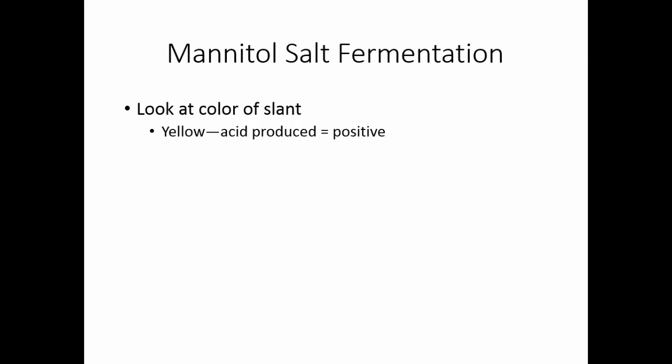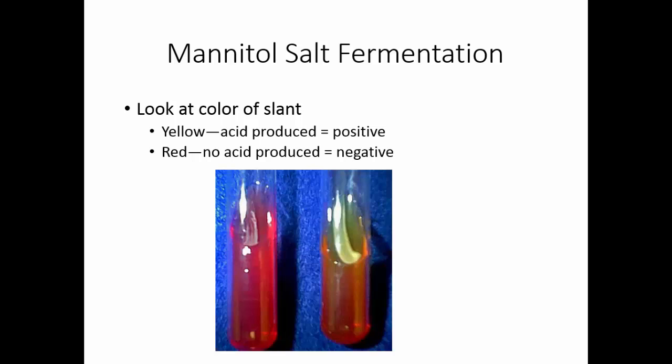To look at the mannitol salt fermentation, you're now going to look at color. Yellow means that acid was produced. This is a mannitol positive organism. Red would mean no acid was produced, so this would be a mannitol negative organism. Here, the red one, this would be negative for mannitol fermentation. The yellow here would be positive for mannitol fermentation.